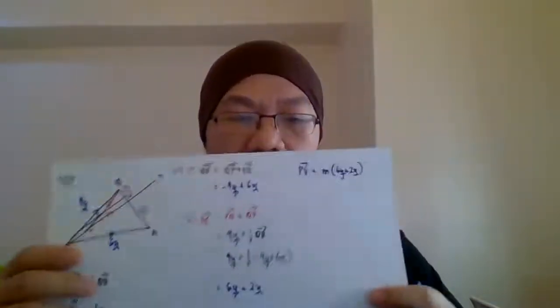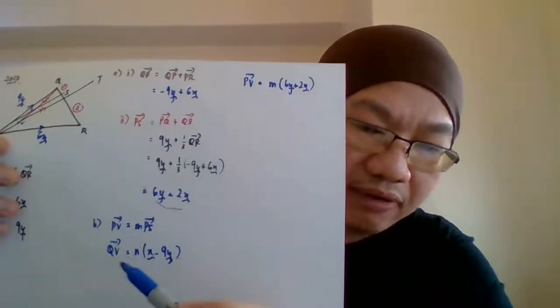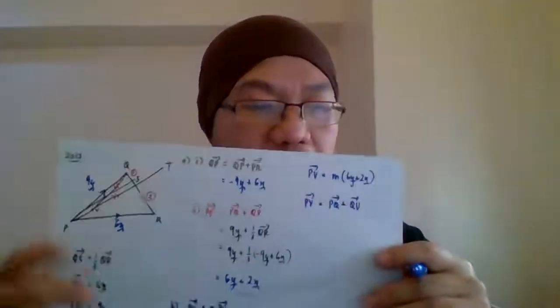Now how about QV? How do we relate the QV now? The PV we already updated as m PS. Now we have the second piece of information, QV. So if you look carefully at your diagram, PV, QV, we need to relate the PV and QV now. So actually PV equals PQ plus QV, right? This is what I mean, you need to find the relationship.